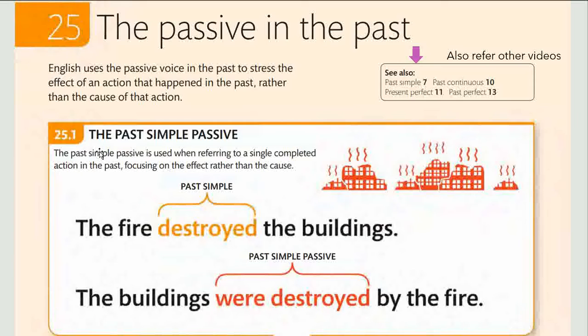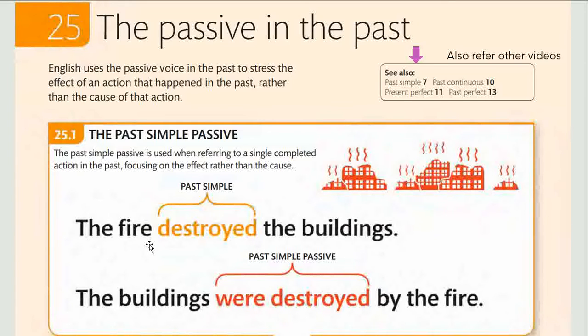Let us look at the first pointer, that is the past simple passive. The past simple passive is used when referring to a single completed action in the past, focusing on the effect rather than the cause. Now remember, over here the cause is actually the person or the subject in the sentence. Let us have a look at the example portraying the picture: the burning of a building. The buildings were doused in fire.